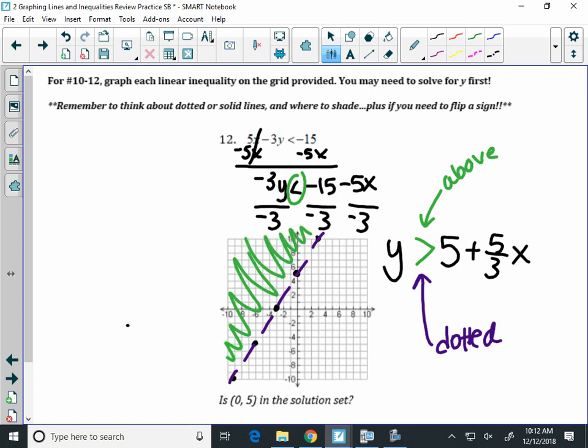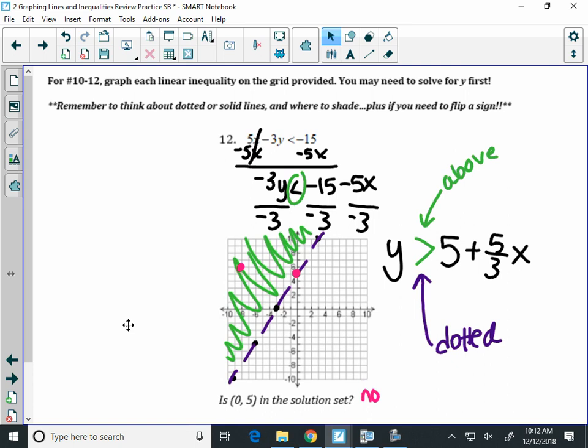Now there's a question. This says, is 0, 5 in the solution set? Well, 0, 5 is this point right here. That point is on the dotted line. And when a dot is on a dotted line, it is not in the solution set. If it was in the shaded region, or if it was on a solid line, then it would be in the solution set.